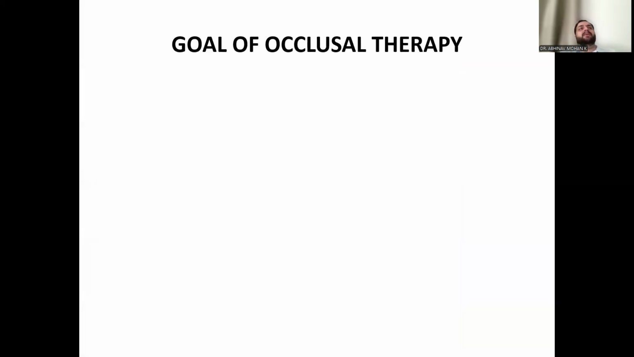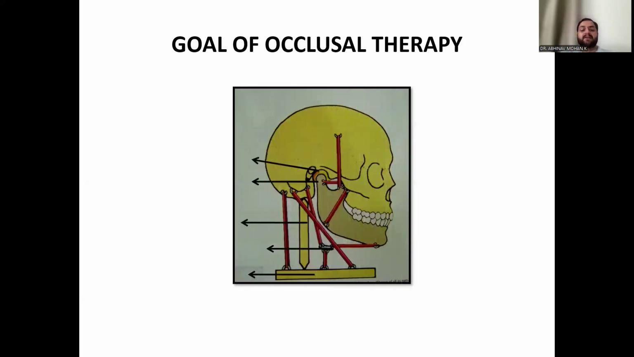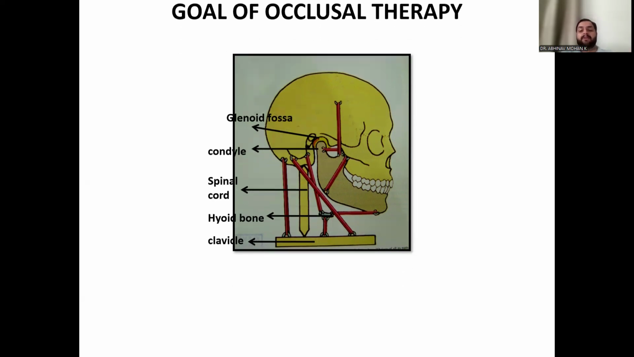So before we go ahead, let us see what the goal of an occlusal therapy is. We're talking about prosthodontics, about rehabilitating a patient prosthetically. So the ultimate aim of a prosthodontic therapy is to achieve stability and a harmonious relationship between the glenoid fossa, the condyle, the temporomandibular joint, your teeth, and all other neuromasticatory components.